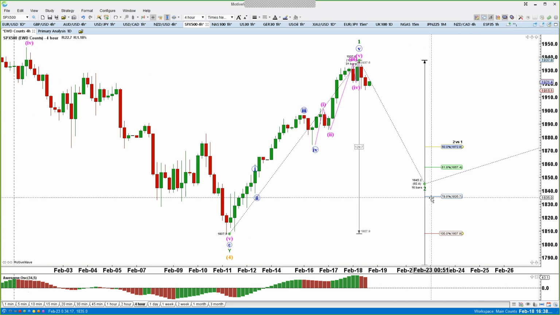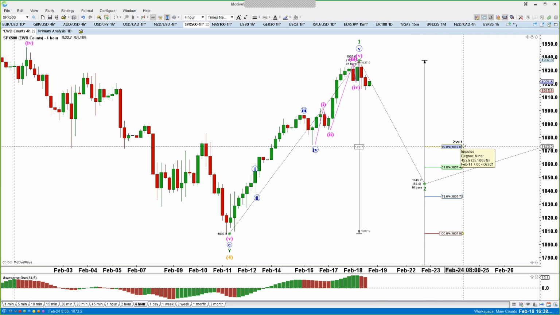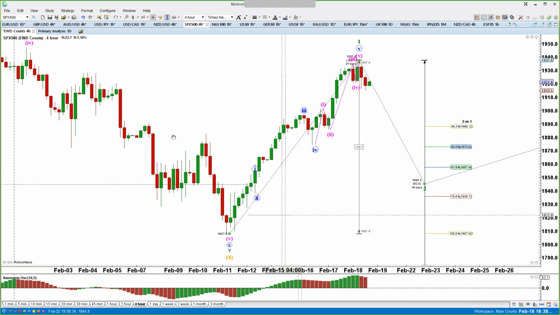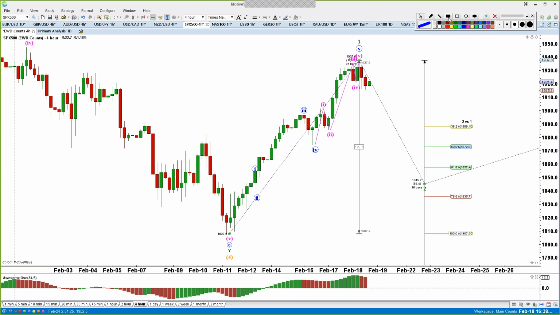For the wave 2 targets, if you are using MultiWave, you can press Alt 2 on your keyboard to get all the Fibos for the wave 2. The wave 2 at least goes to the 50%. I like that target because it's the previous wave 4 area. And that will end the wave 2. What we're expecting to see in terms of Elliott wave is a three-wave sequence. So A, B, and C down, three waves.